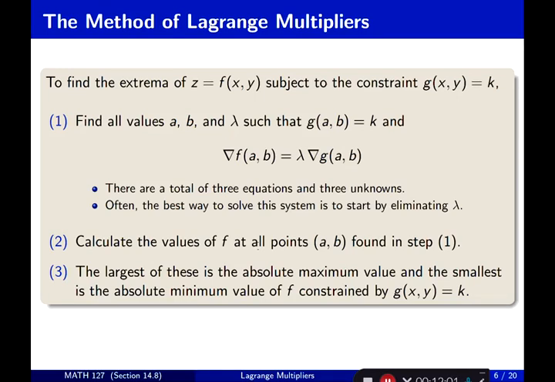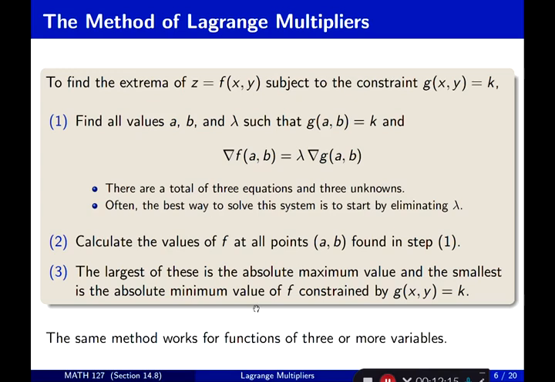if they exist, basically, on the constraint, the values of f constrained by g of x and y equal to k. The same method works for functions of 3 or more variables.